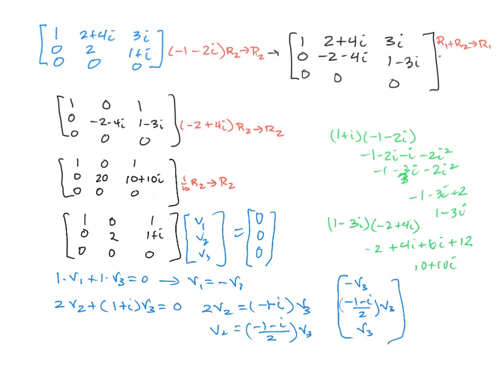If we pick v3 to be equal to the number 2, then we end up with a -2, a -1 minus i, and the 2 as our corresponding eigenvector. And again, that was from when lambda was equal to 2i. So we now have our one real eigenvector, and then we have our complex eigenvector corresponding to the eigenvalue 2i. In the next part of the problem, we'll start putting all of this together.